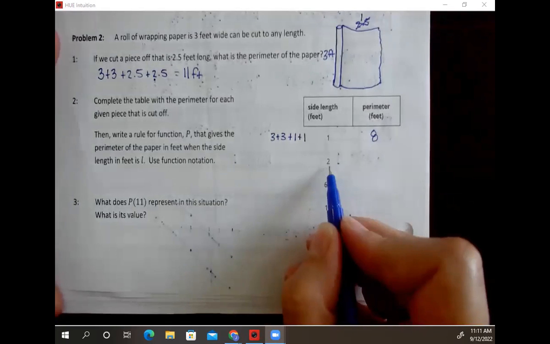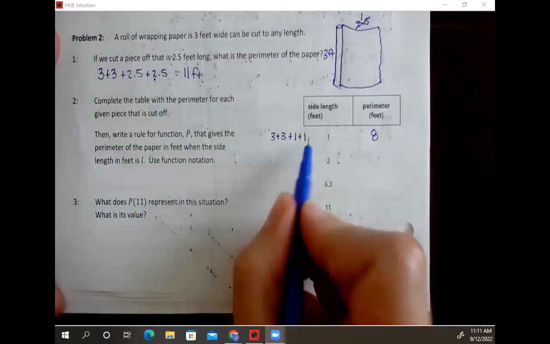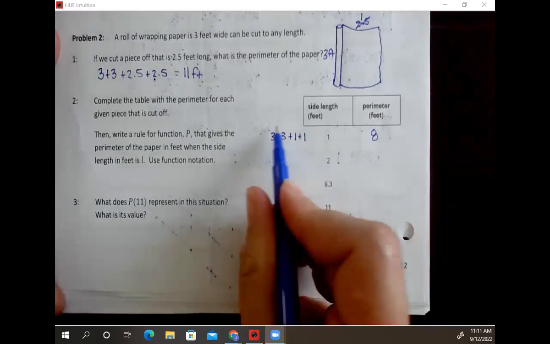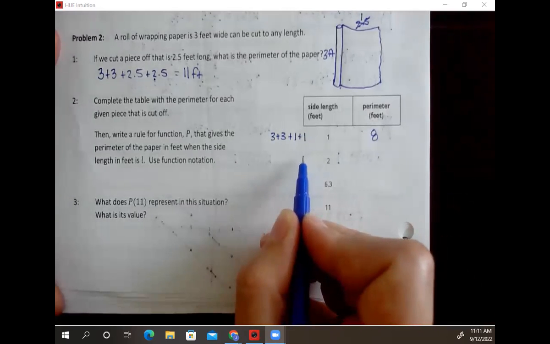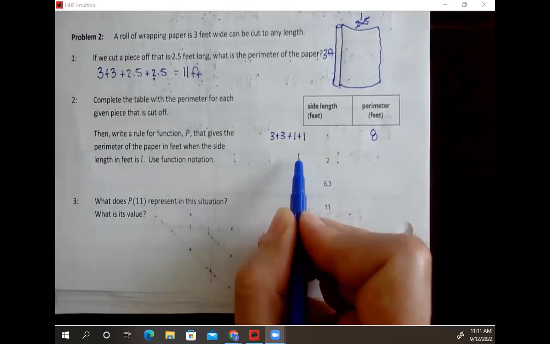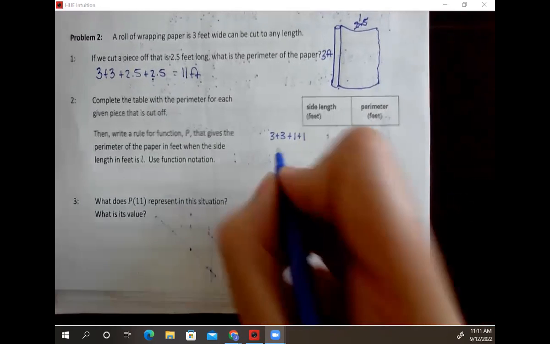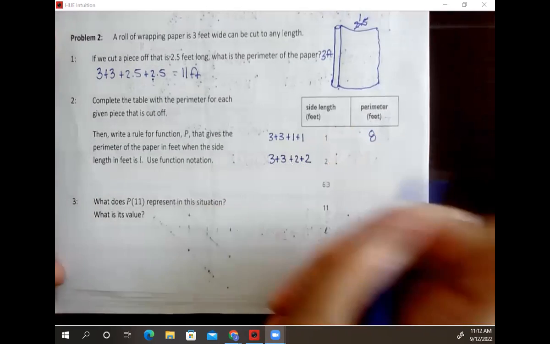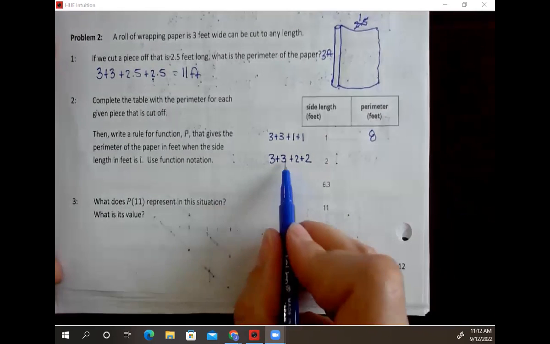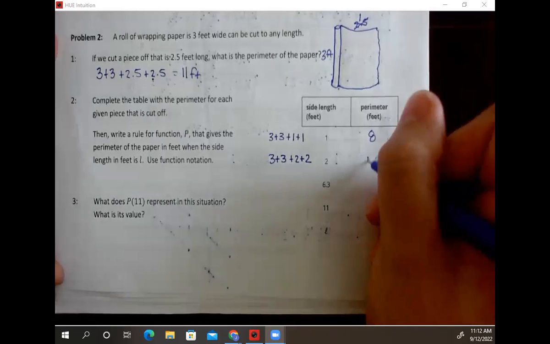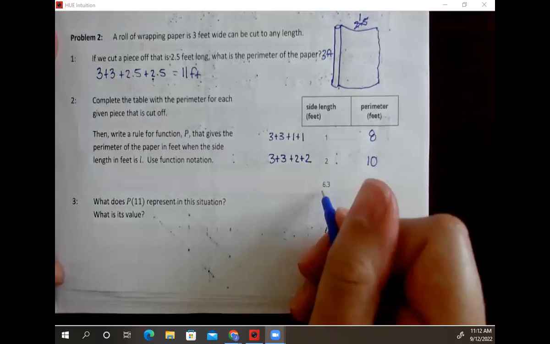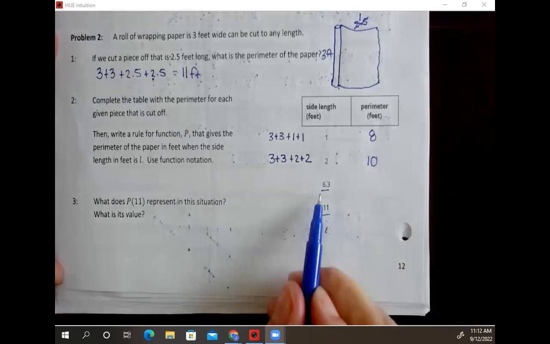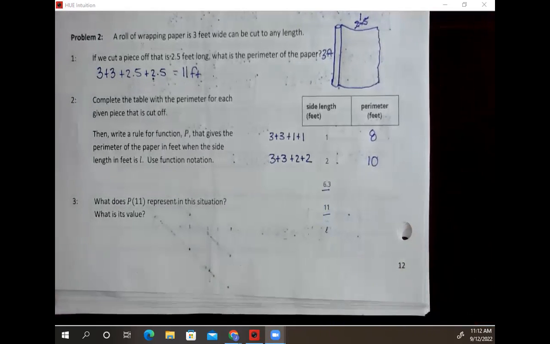Now let's change the side length to 2. What changes about what I add up here? How am I going to change this if my side length is now 2? I heard plus 2 instead of plus 1, right? The 3 stay the same because my tube isn't changing, just the amount of paper I'm pulling off of it. This would be 6, 7, 8, 9, 10. I would like you now to find the perimeter for 6.3 and for 11. So if I unroll 6.3 feet, if I unroll 11 feet.